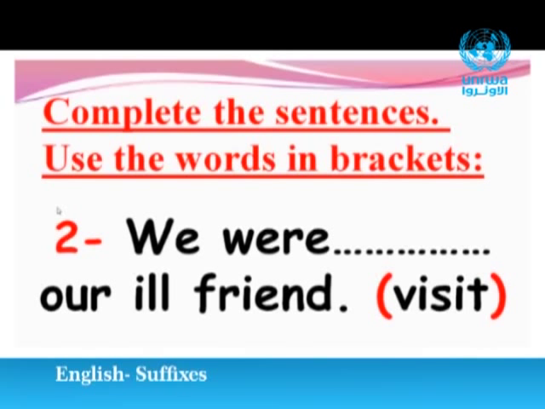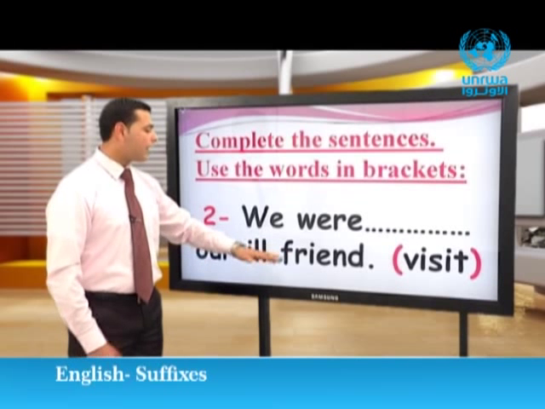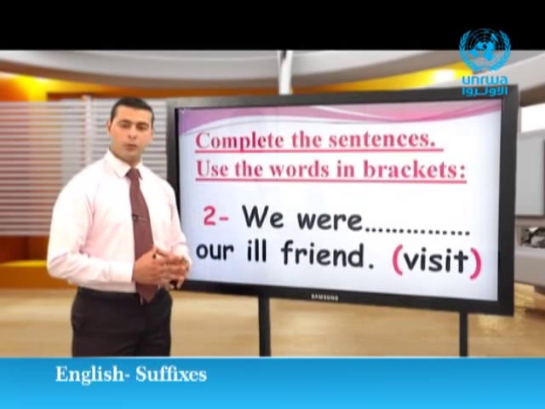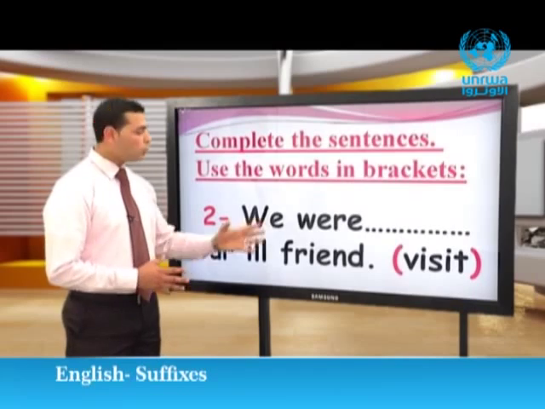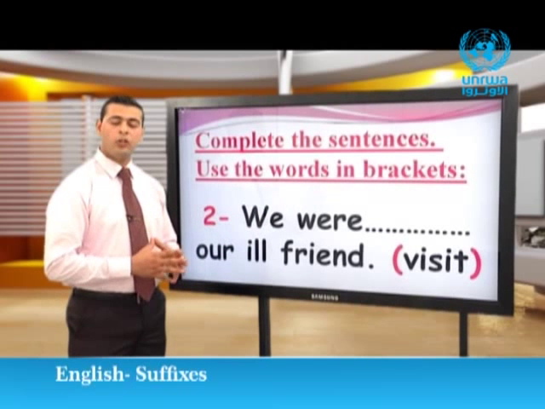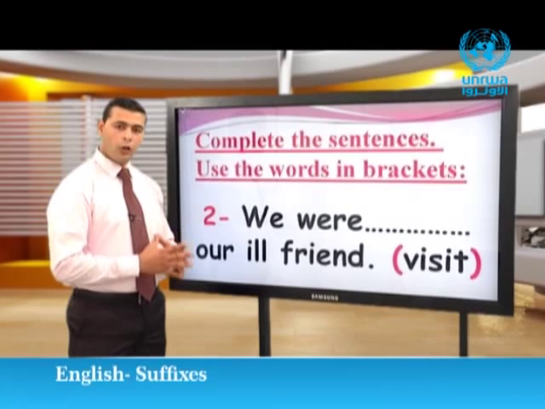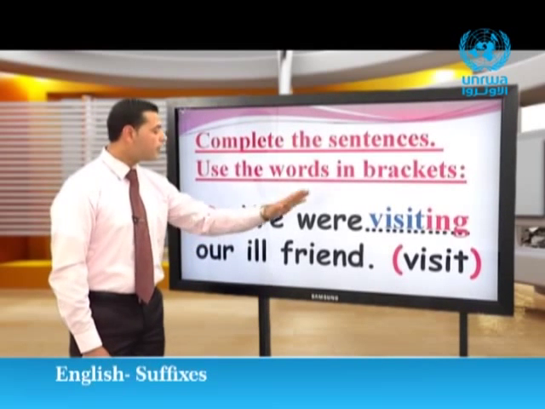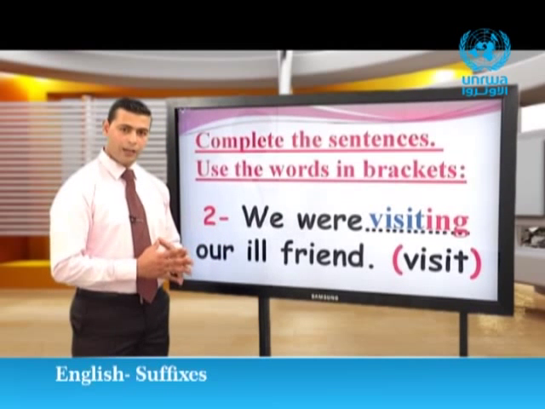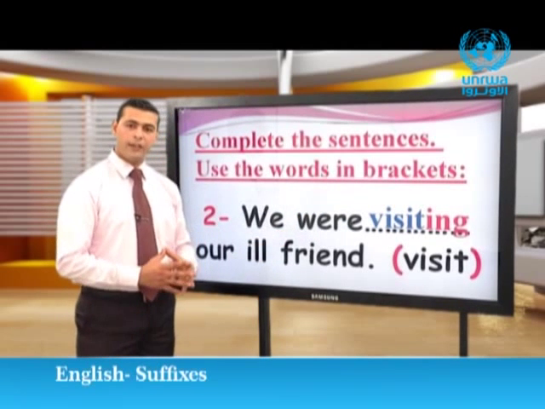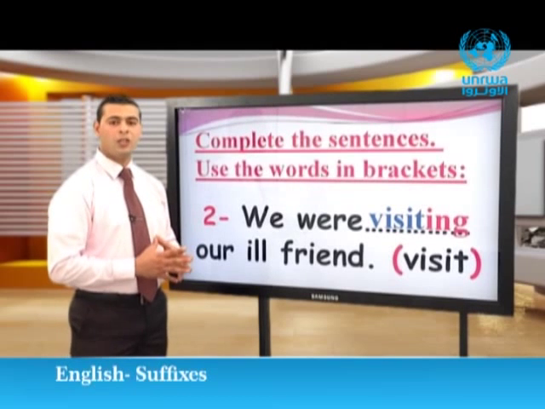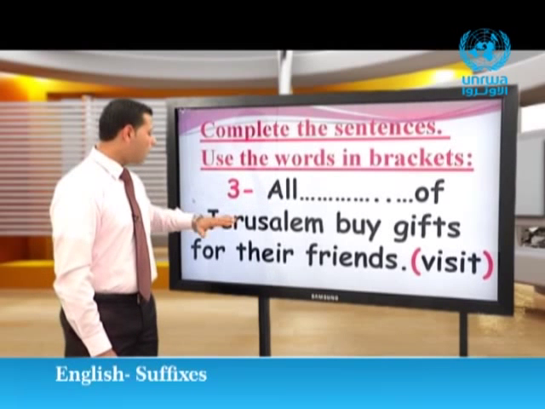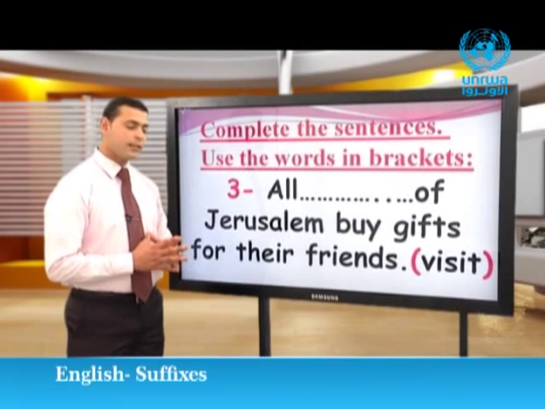Number 2, we were our ill friend. Here we have the word visit between the brackets. What should we use here? What suffix should be added to the word visit in order to complete this sentence? Here we were, thank you very much, we were visiting our ill friend. What have we done? We added the suffix ing to the word visit in order to have a verb in the continuous tense.